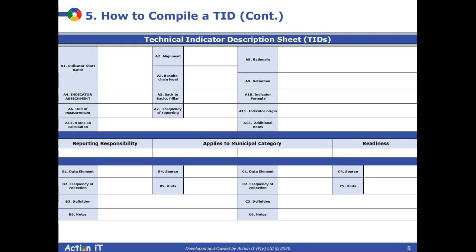The best way to build the TIDs is to make use of the standard TID template. This will ensure consistency and ease of use. On the screen you can see the suggested blank TID template. Using our fire example, we will now complete the sheet and show the process of compiling a TID.